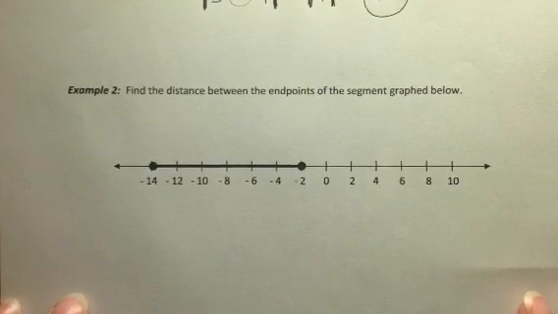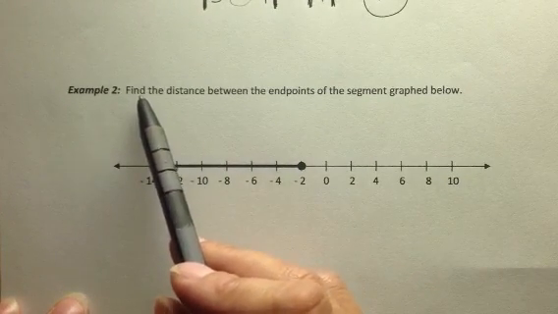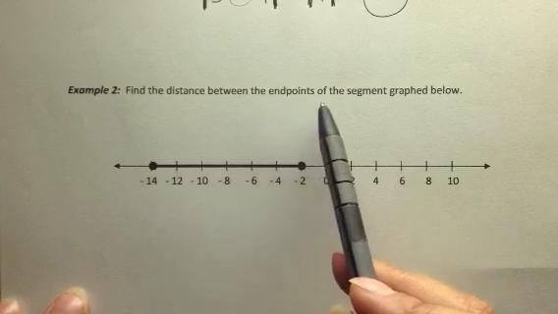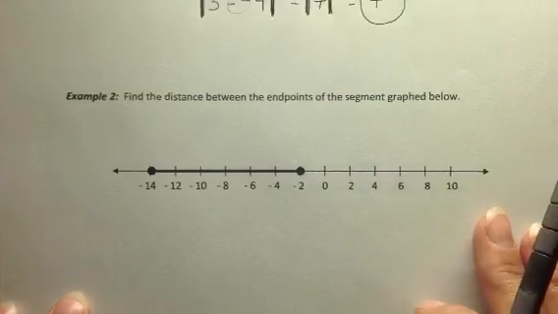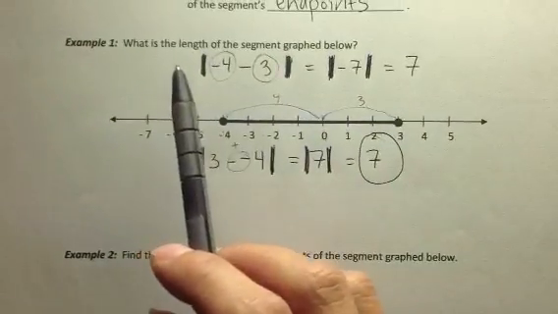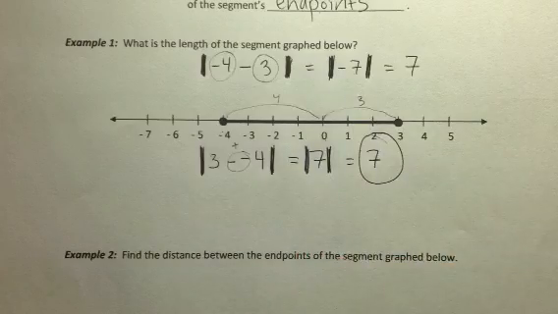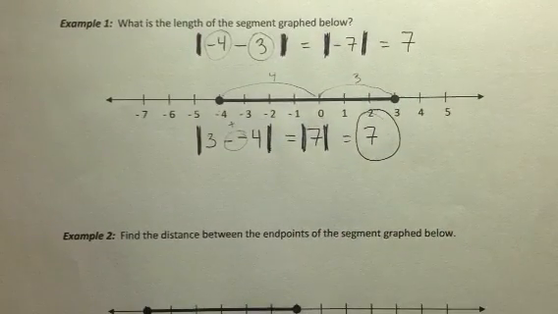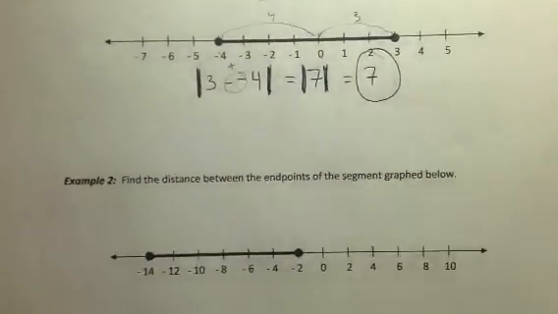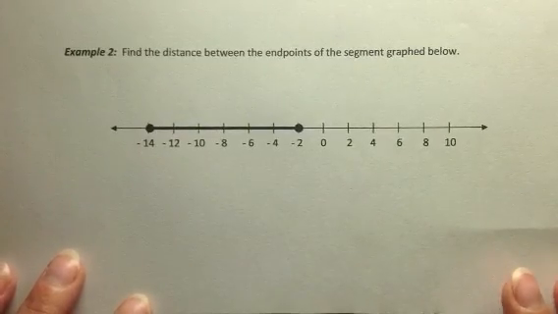The second example says the directions are worded a little bit different. It says find the distance between the endpoints of the segment graph below, whereas this one said what is the length of the segment graph below. Those questions are exactly the same. Okay, I'm just finding out how long it is. So down to example 2.